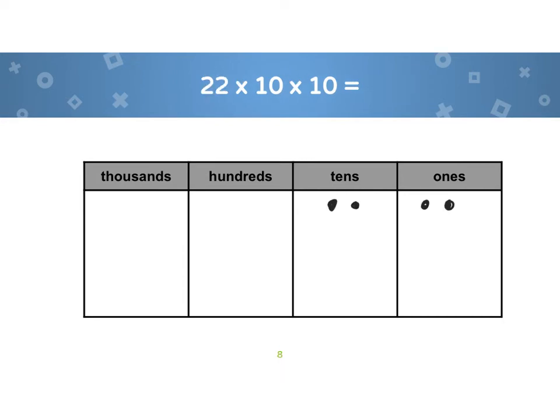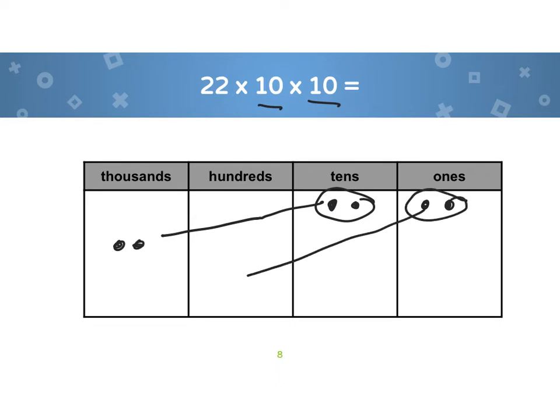Okay, here I have 22 times 10 times 10. So I know that I'm going to have to cross the line 1 time, 2 times. So let's just do that here, times 10 times 10. And then let's take this one, times 10 times 10. And so my answer is going to be 2,200.